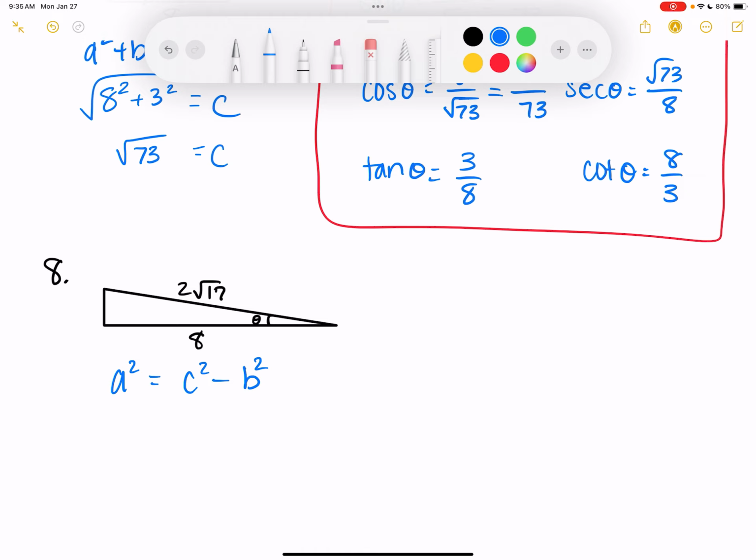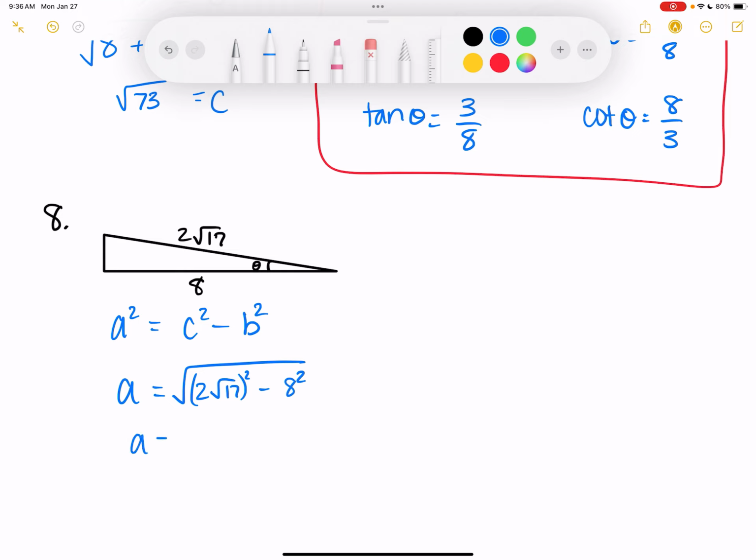C is always the hypotenuse. It's always the longest side. So a is the square root of 2 root 17 squared minus 8 squared. So was that 17 times 4? No, 4. 2 squared is 4. So this is the square root of 68 minus 64, which is what? 4. 2. Yeah.